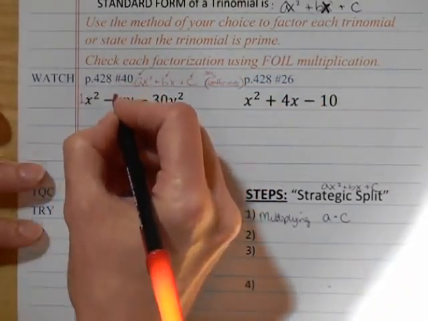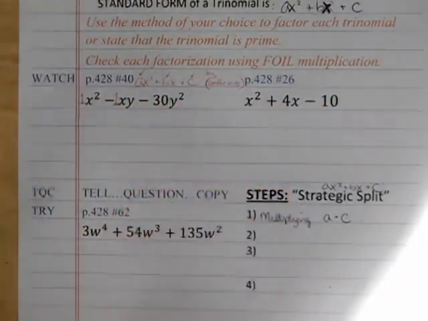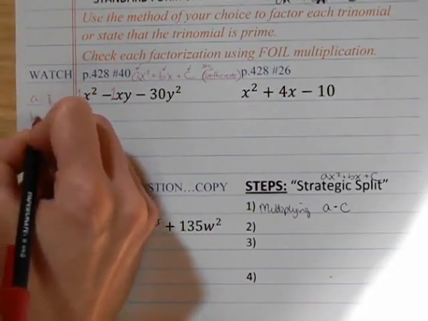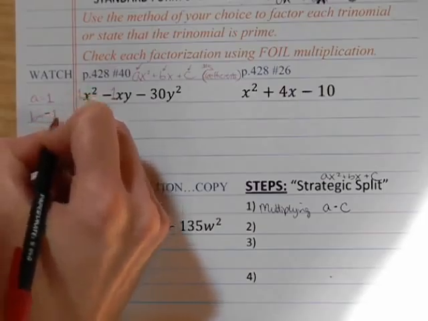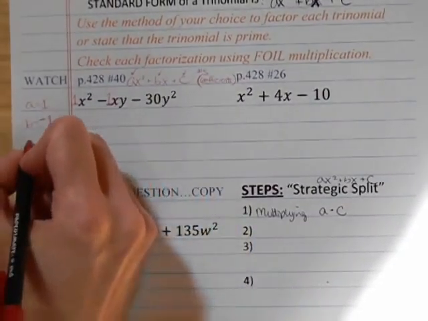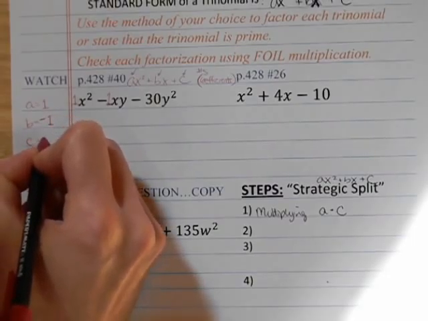So we've got a 1, we've got a -1, we've got a minus 30. So our A value here is 1. Our B value here is -1. Notice I take the sign with it, the sign that's in front of the number. And our C value is -30.